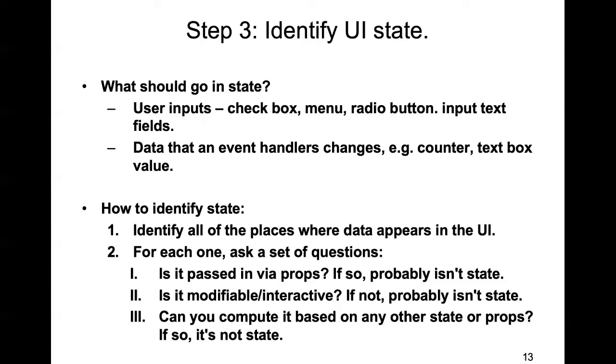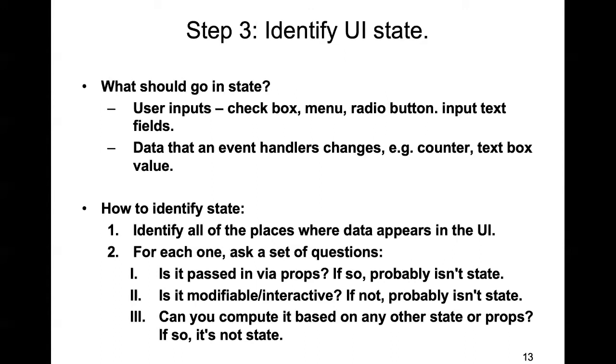The second question is the really useful one, I think. Is the particular data item that you've identified on the UI modifiable, or can the user interact with it? If the answer to that question is yes, then it is very much a candidate for UI state. The third one, already mentioned: can the data that you've identified on the UI be computed? If it can, then it's not state.